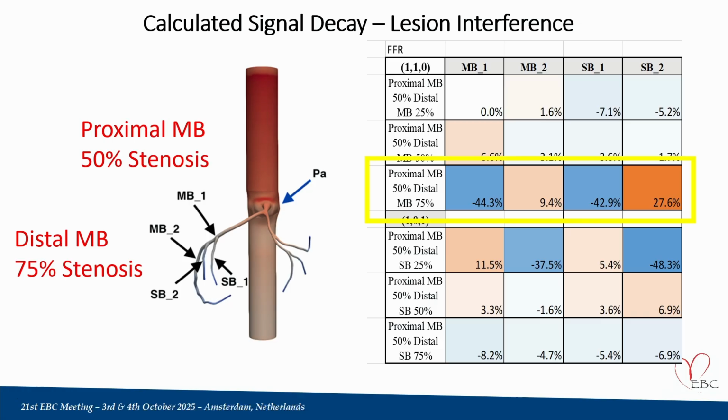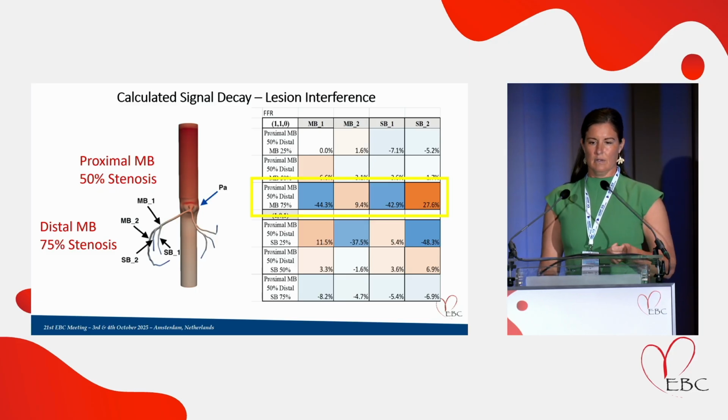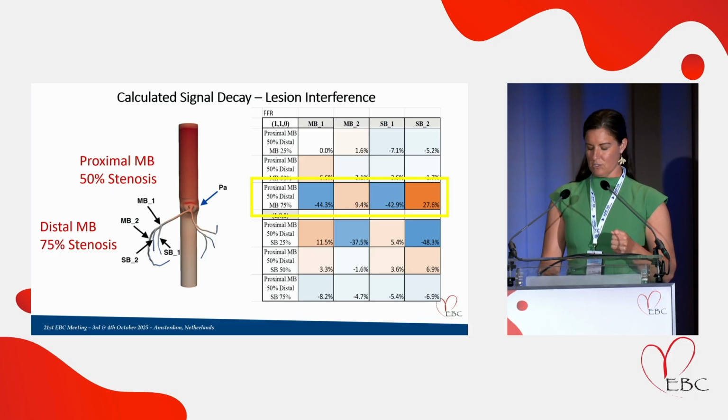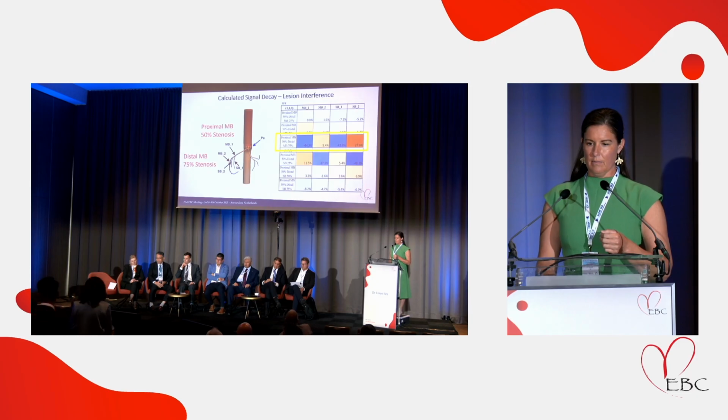So I'd like to just highlight that these are big changes. In this example, where we have the proximal main branch of 50% stenosis and the distal main branch of 75% stenosis, there are huge percentage changes in that decay of the signal. And that right there highlights the importance of better understanding how that might contribute to the decision-making for the side branch vessels, or possibly provisional or other techniques that you may be using.